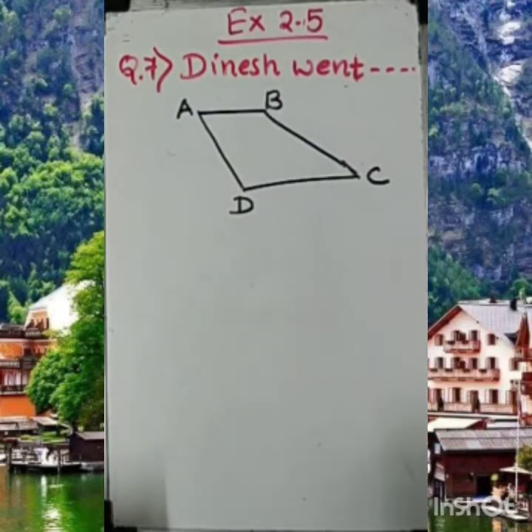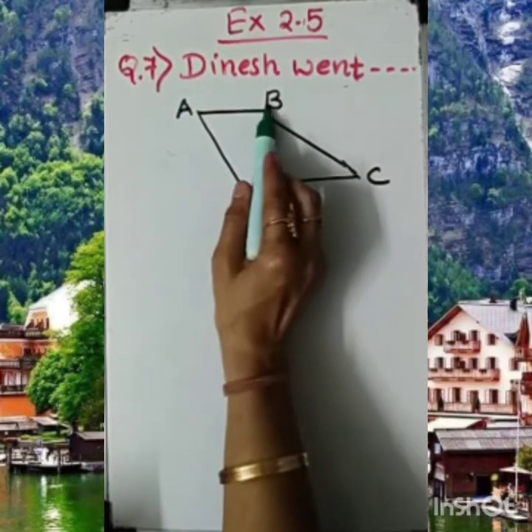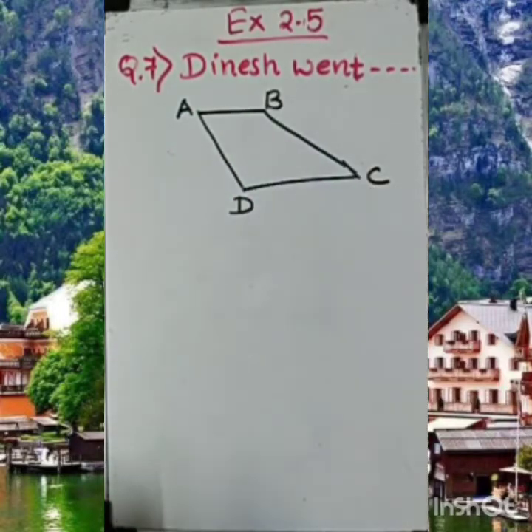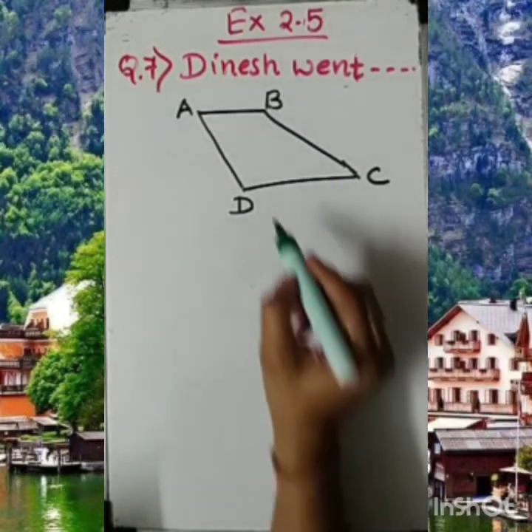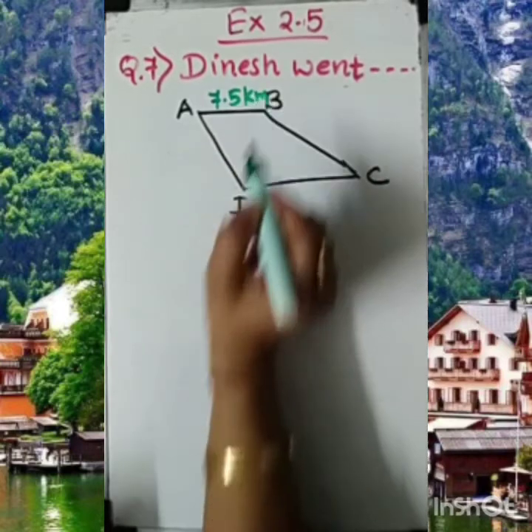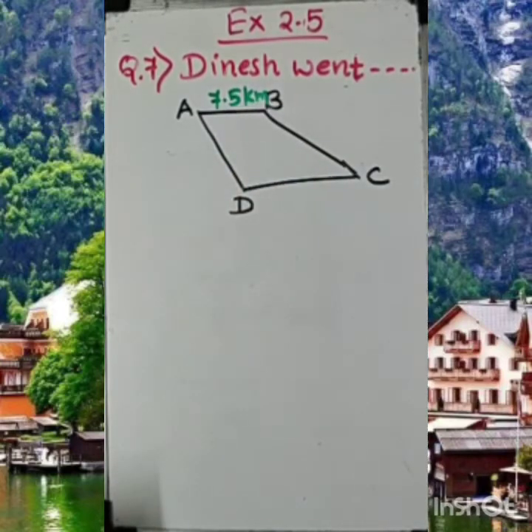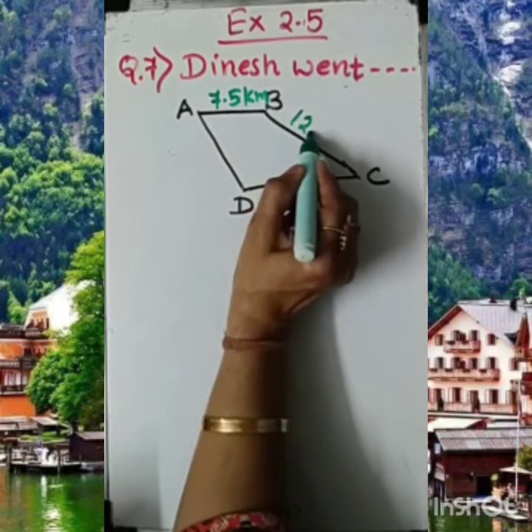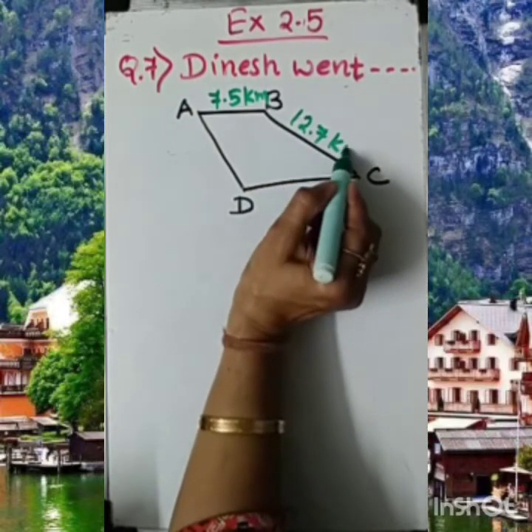Dinesh is moving on path A to B and B to C. Now the distance from A to B we are given is 7.5 kilometers, so let me note it down here. Then the distance from B to C is given as 12.7 kilometers. Let me note down 12.7 kilometers.